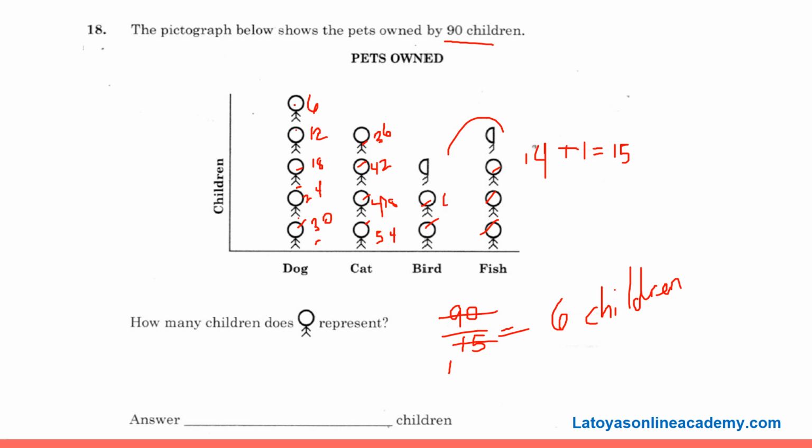This one here is going to be 60, 66, 72, 78, 84, and then remember we have this here that represents 1. And 84 plus 6 is going to give us 90. So you see, I double checked my answer and I got it. So one of the symbol represents 6.